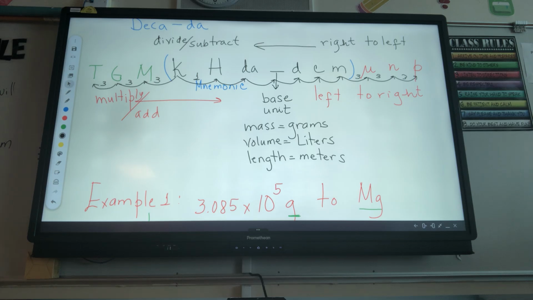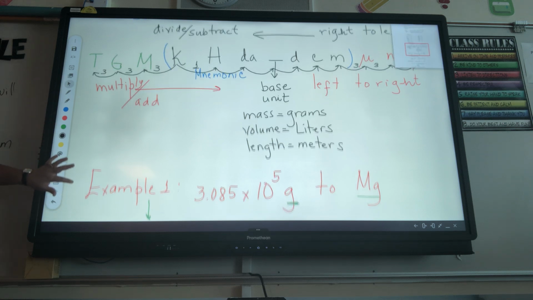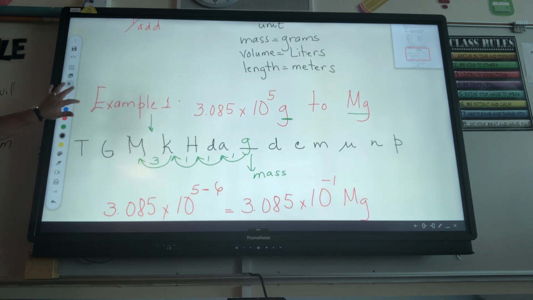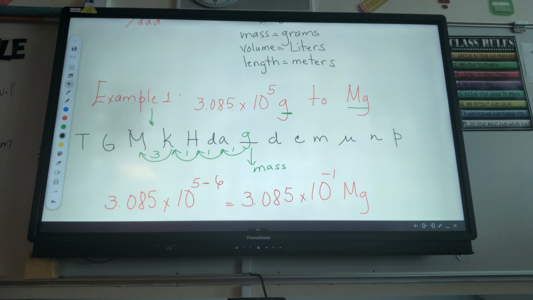Example number 1. Un poquitico nada más, Sofía, arriba, so they can copy the example. You're gonna copy, I'm not gonna explain.